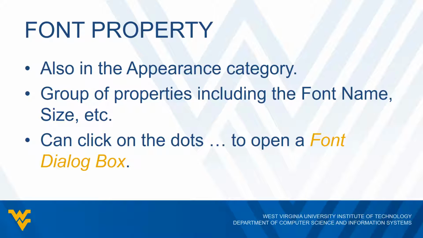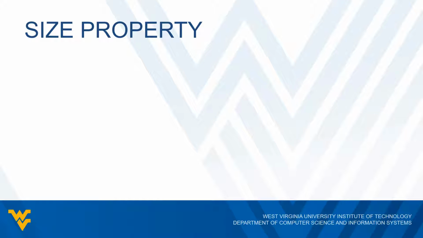Now this box should look very familiar to you if you've done any Microsoft-based application program, where you can specify underscores and lines and colors and fonts and all that. That window will pop up and then you can make any changes you want to the font of your text. The size property is actually in the layout category.